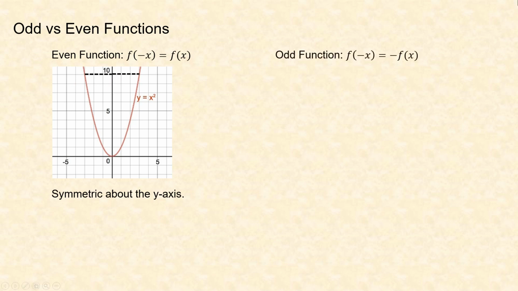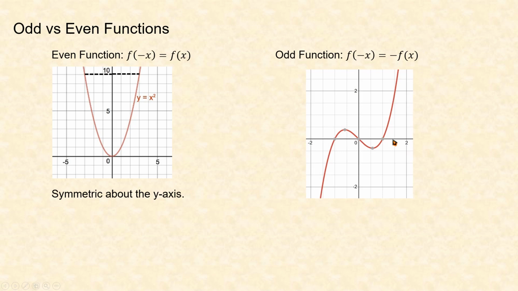Odd functions: if you put in a negative value for x, you get a negative y. So a negative input gives you a negative output. What that means is, if 1.5 for x gives you 2 here, then negative 1.5 will give you negative 2. So a negative value for x gives you a negative value for y. And when that happens, your graph is symmetric about the origin.